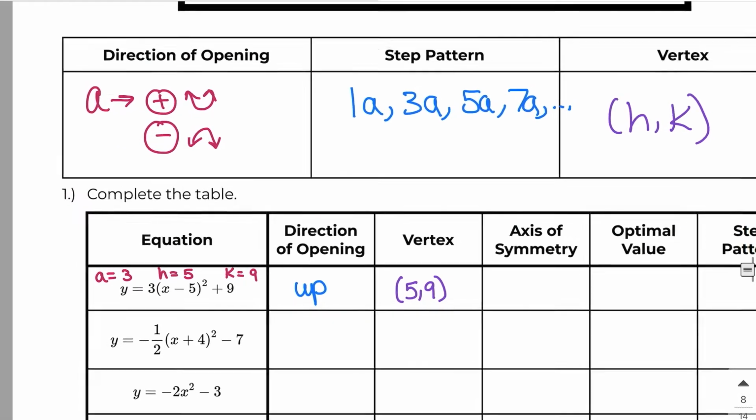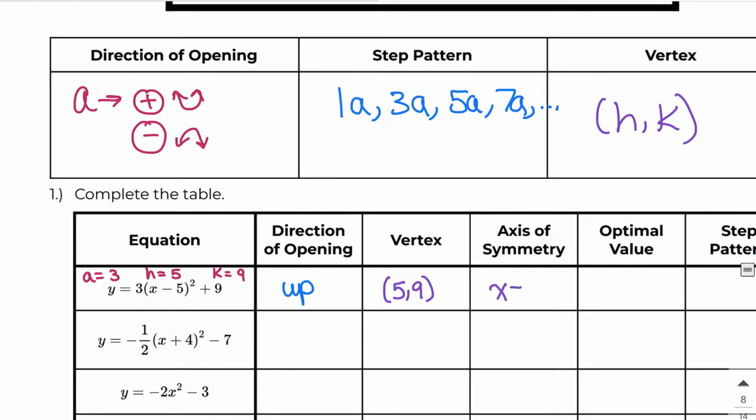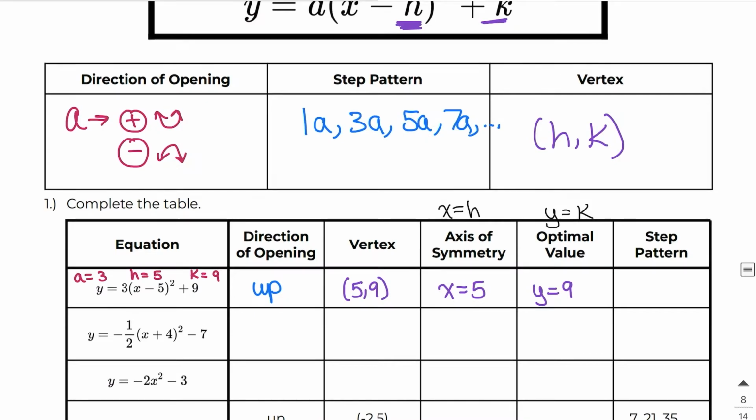Remember, the axis of symmetry will always occur at whatever the x value is for the vertex, and the optimal value will always occur at whatever the y value is for the vertex. So the axis of symmetry will always occur at x equals h, and the optimal value will always occur at y equals k. Okay?